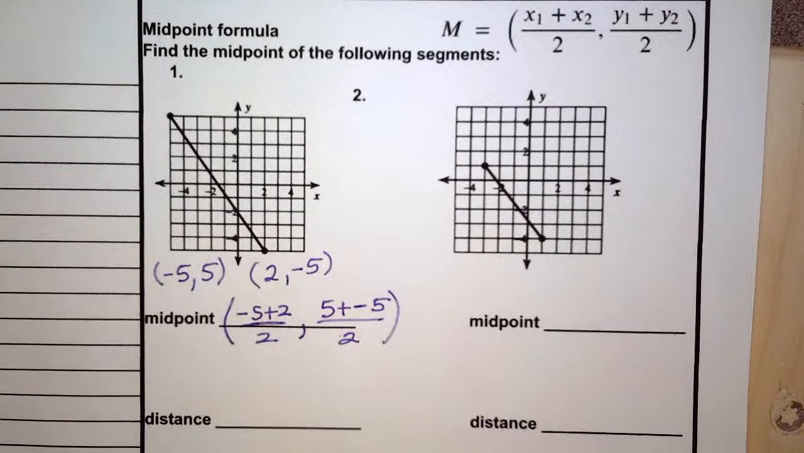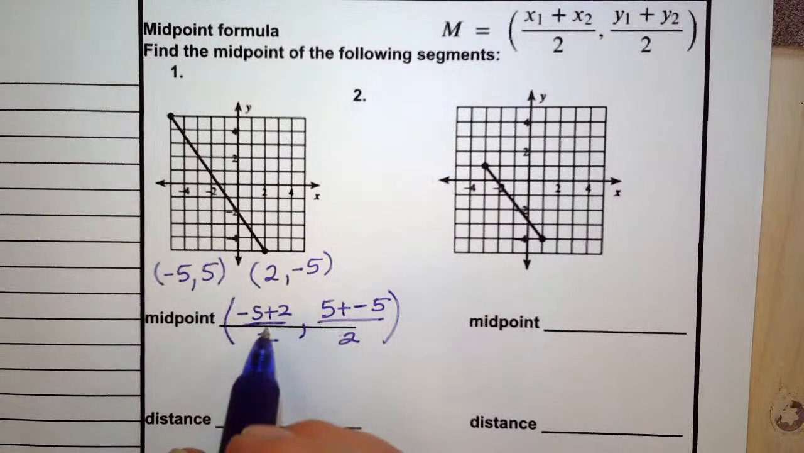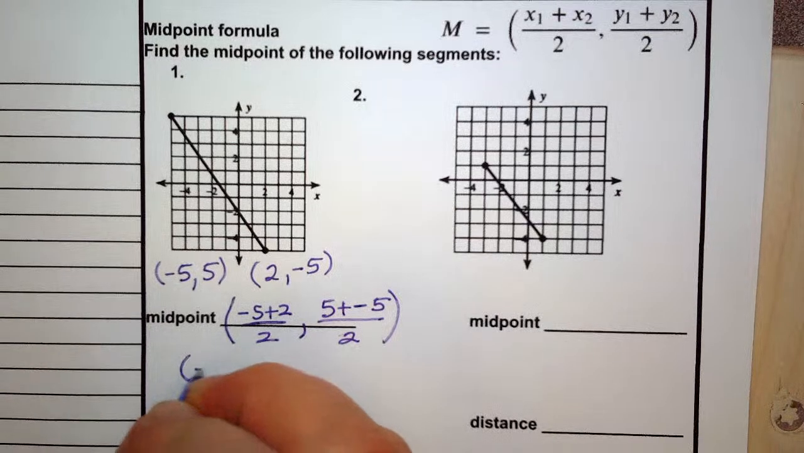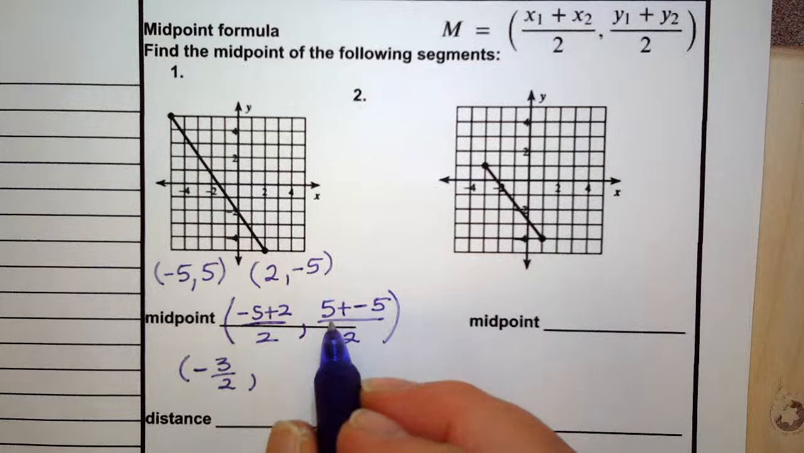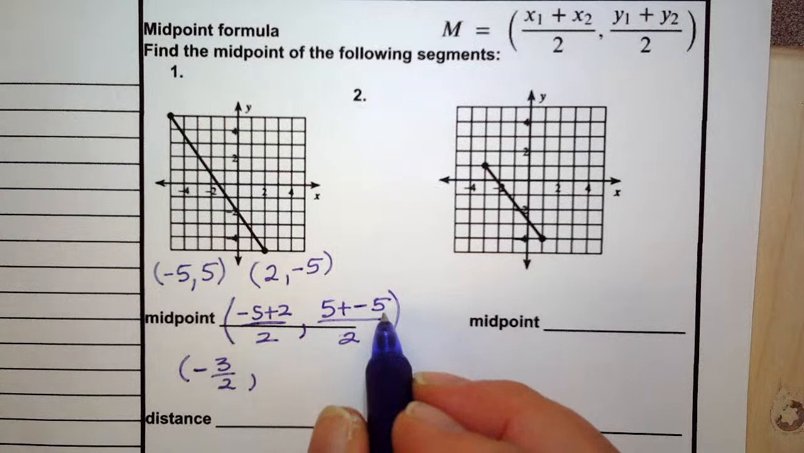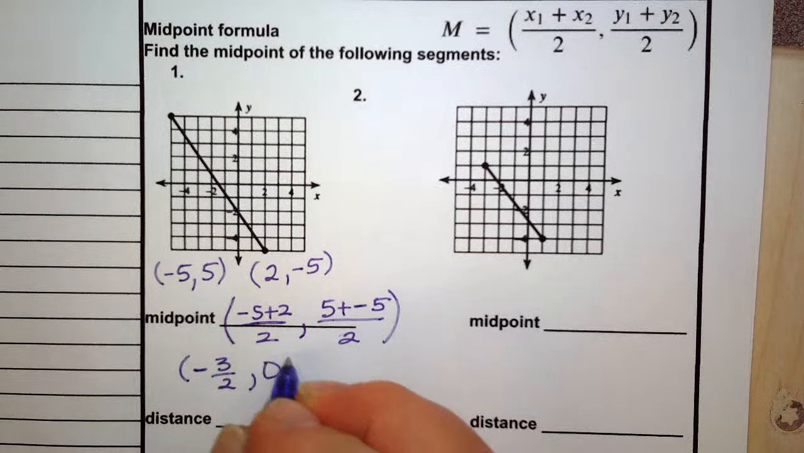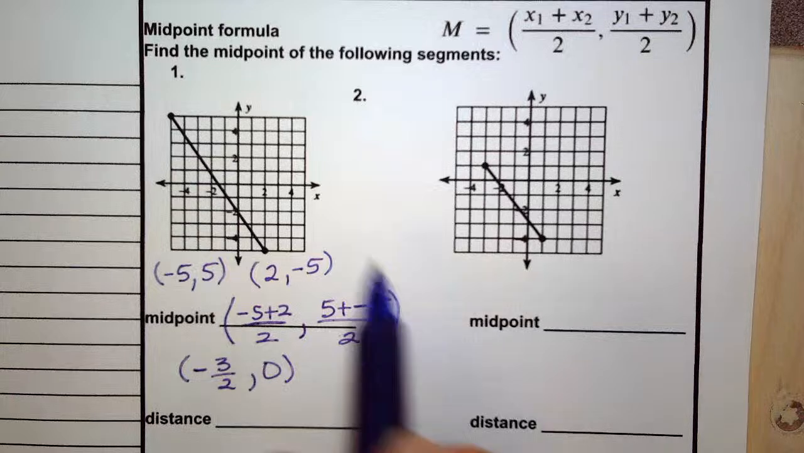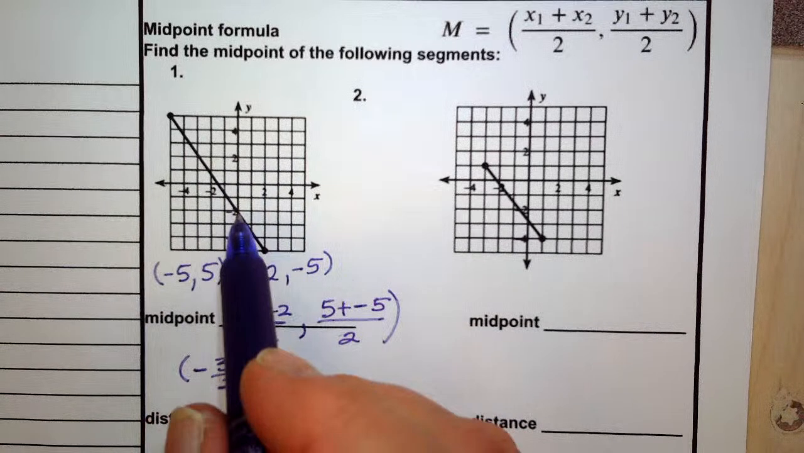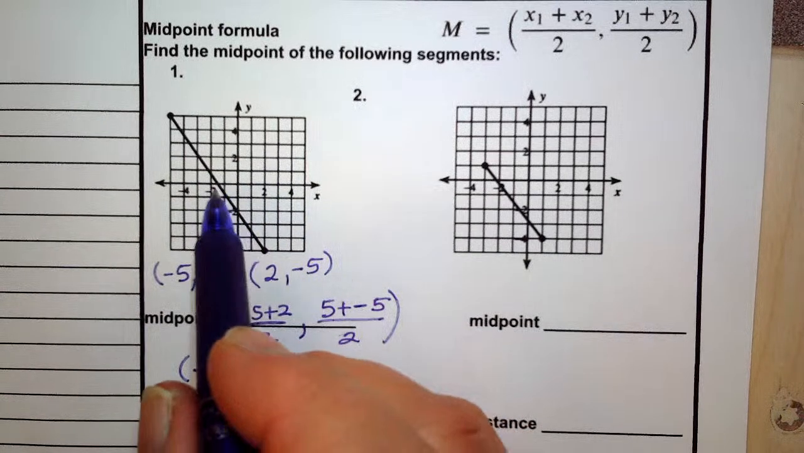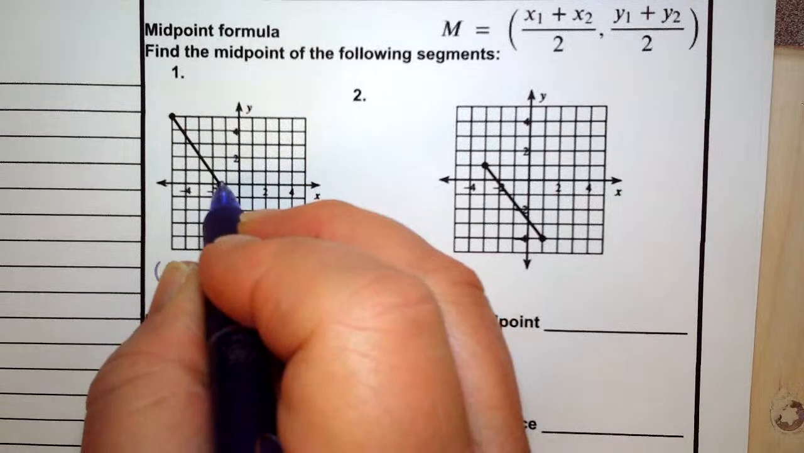Okay. -5 plus 2 is -3, -3 halves. 5 plus -5 is 0. 0 divided by 2 is 0. So if I'm looking at it when y is 0, this would be your midpoint.